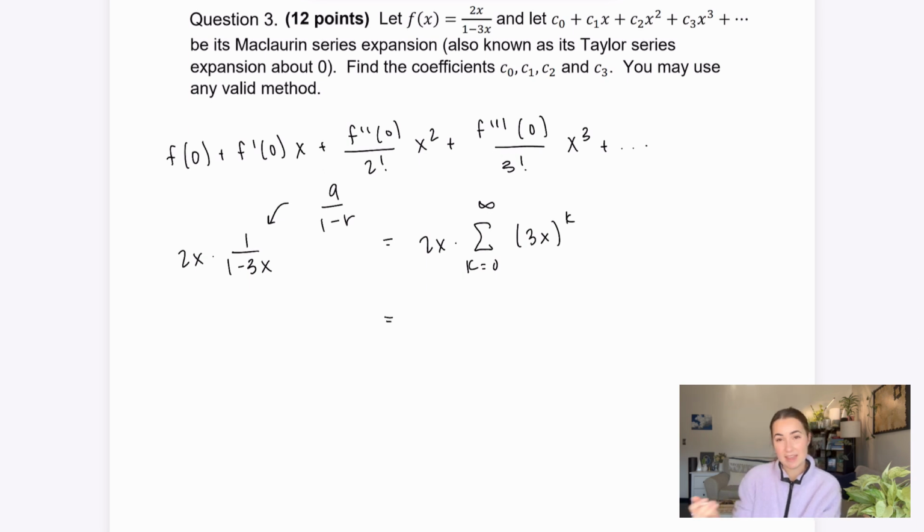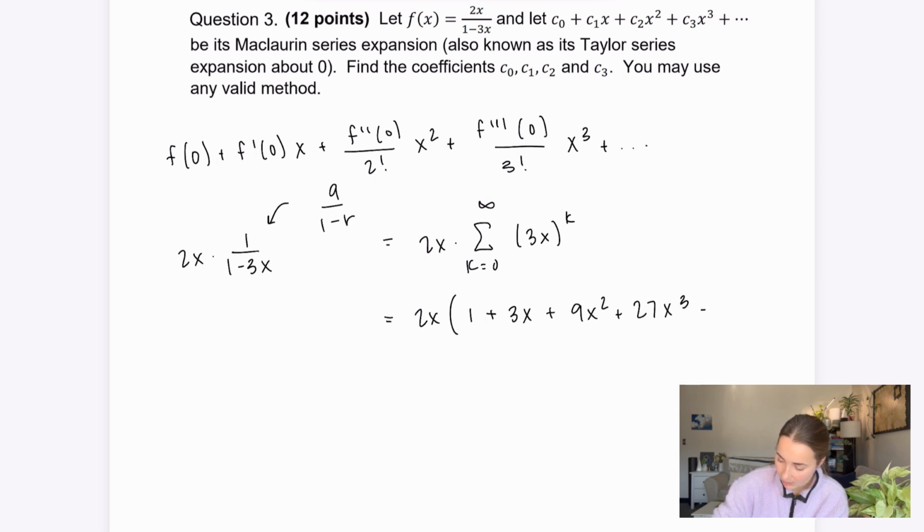So let's go ahead and try to rewrite this because we have that 2x on the outside. We can fill in our series, right? So we get 3x to the power of 0 is equal to 1, plus 3x to the power of 1 is just 3x, plus we get, that's going to be 9x squared, plus 27x cubed, plus dot, dot, dot. So this is equal to 2x plus 6x squared, plus that's going to be 18x to the power of 3, plus 54x to the power of 4.